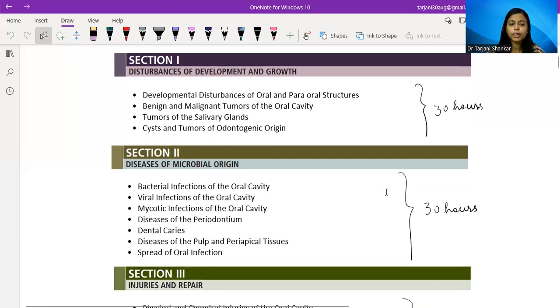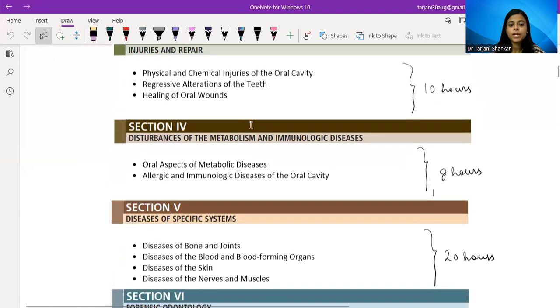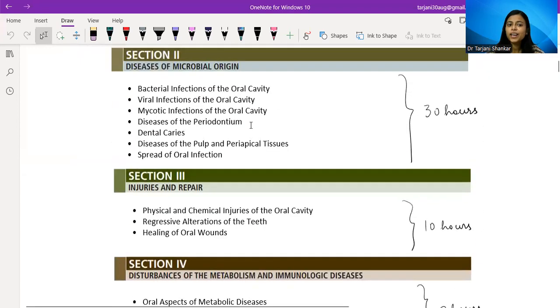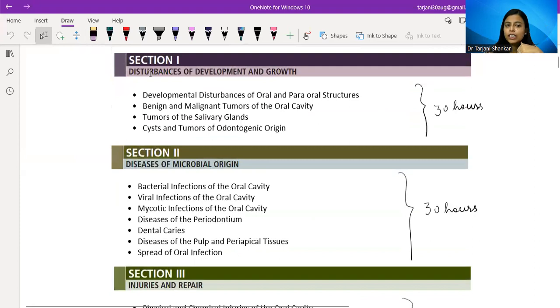So, oral pathology is basically the study, diagnosis and treatment of all the diseases that are related to our gums, teeth, and all the oral and paraoral structures, right? Over here, I have distributed this whole section into 6 parts, as you can see. The first part deals with disturbances in development and growth, right? What all disturbances are there in the growth of the jaws and paranasal structures?